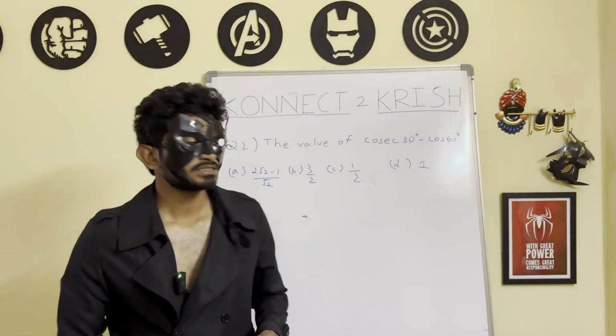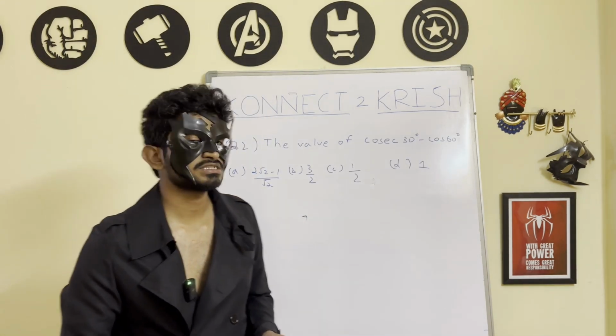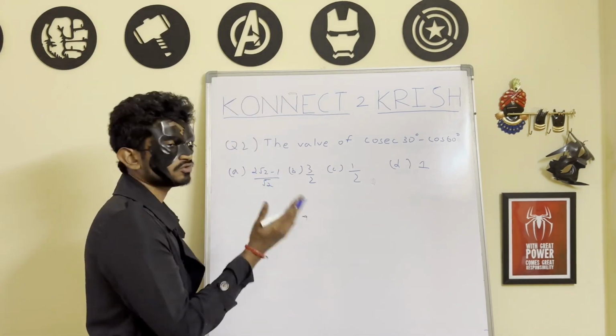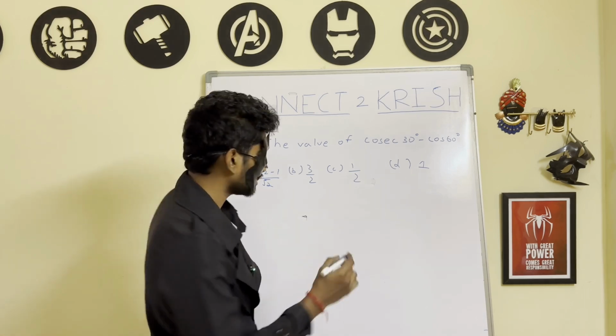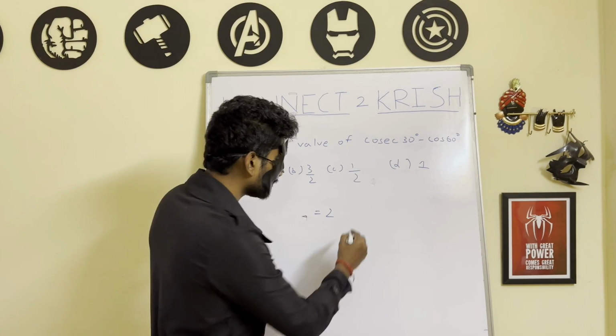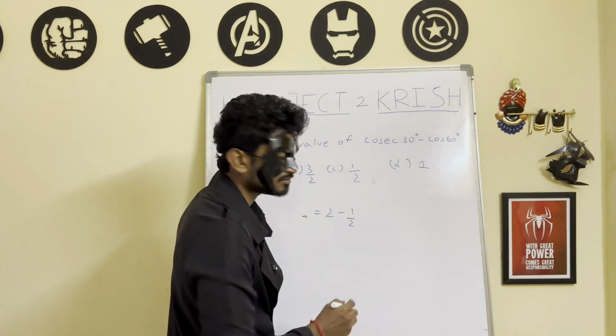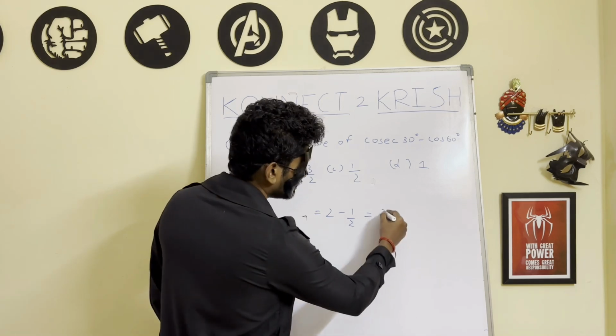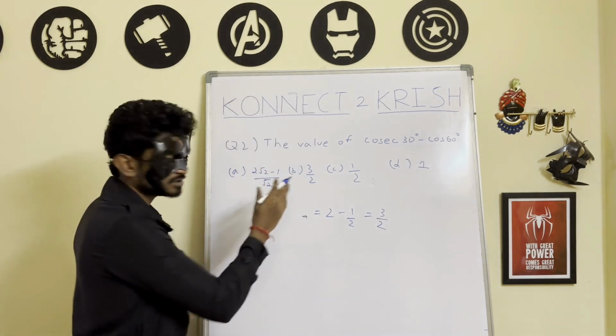So second question is, find the value of cosec 30 minus cos 60. This is also again an easy question if you know those values. Cosec 30 is nothing but equal to 2. 2 minus cos 60, which is 1 by 2. So 2 minus 1 by 2 is nothing but 1.5, that is equal to 3 by 2. So option B is right.